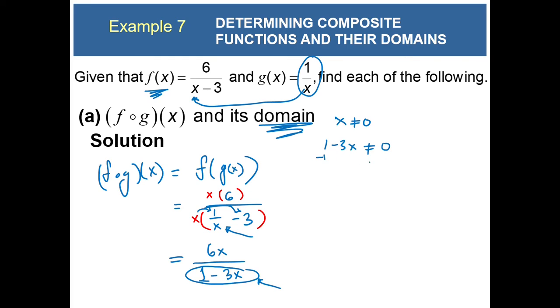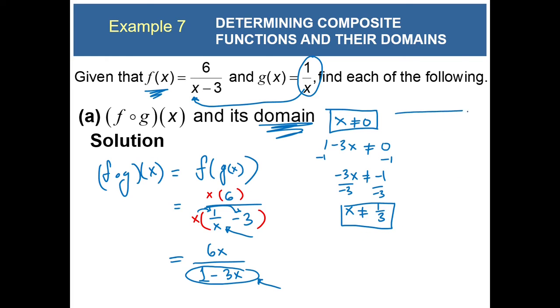Solving for x, I can subtract 1 from both sides. Negative 3x cannot be equal to negative 1. And we'll divide both sides by negative 3. So x cannot be 1/3. So we're excluding two values. We're excluding x cannot be equal to 0 and x cannot be equal to 1/3.